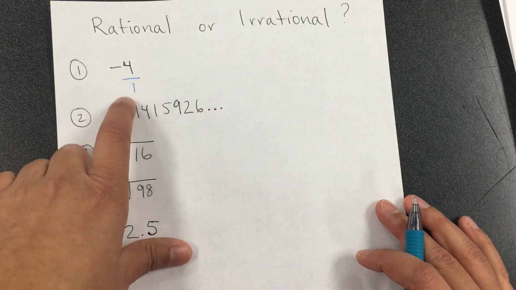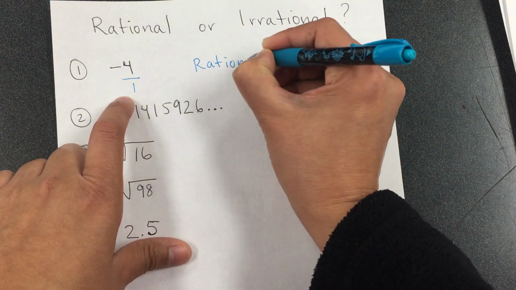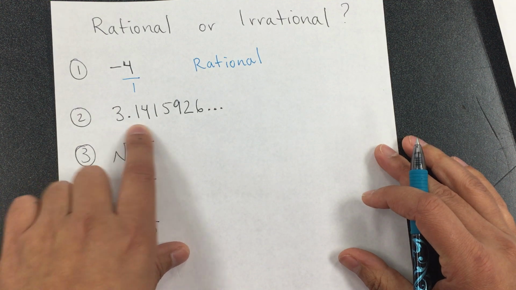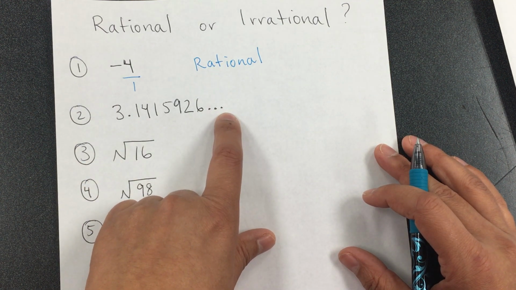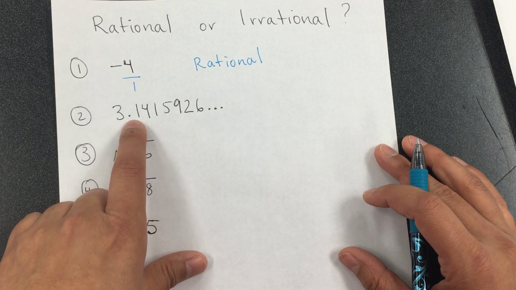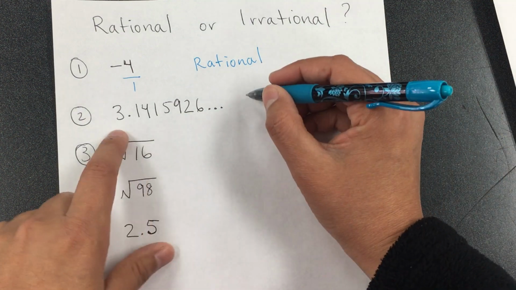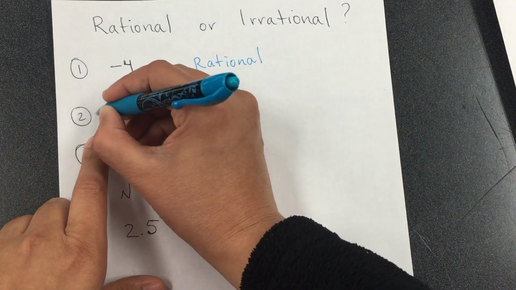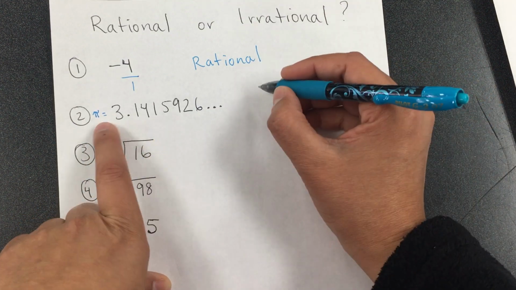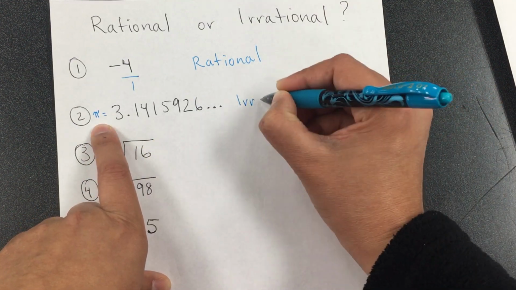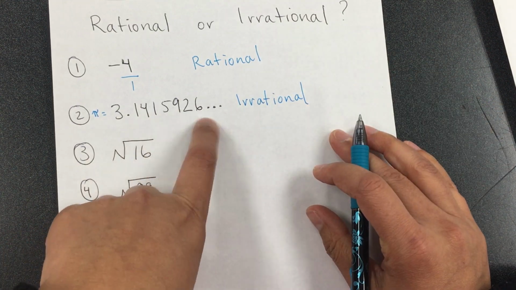That one you can just put over 1, and that's a ratio, so it's going to be rational. This one has etc., etc., or continues on. It's 3.1415926. That's pi, actually. Okay, those are the first couple of digits of pi, so that's irrational. There is no pattern in the decimal part.